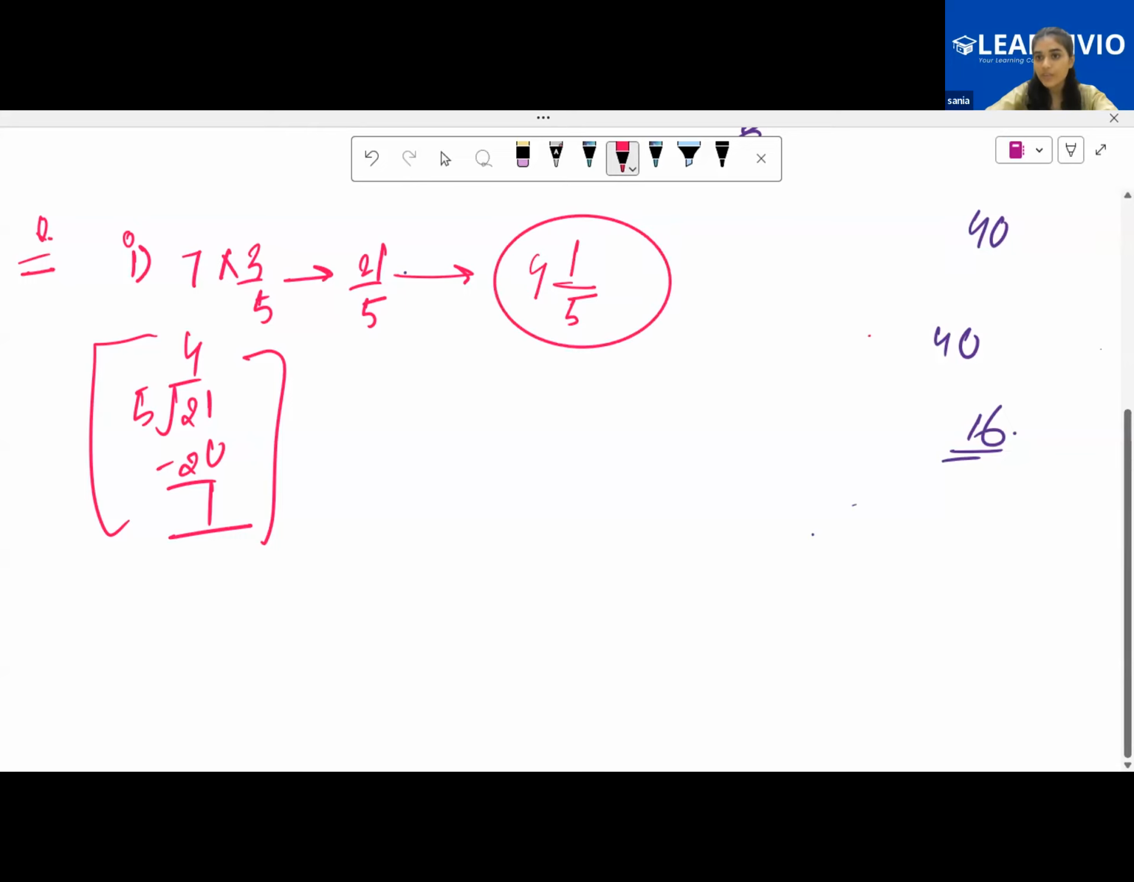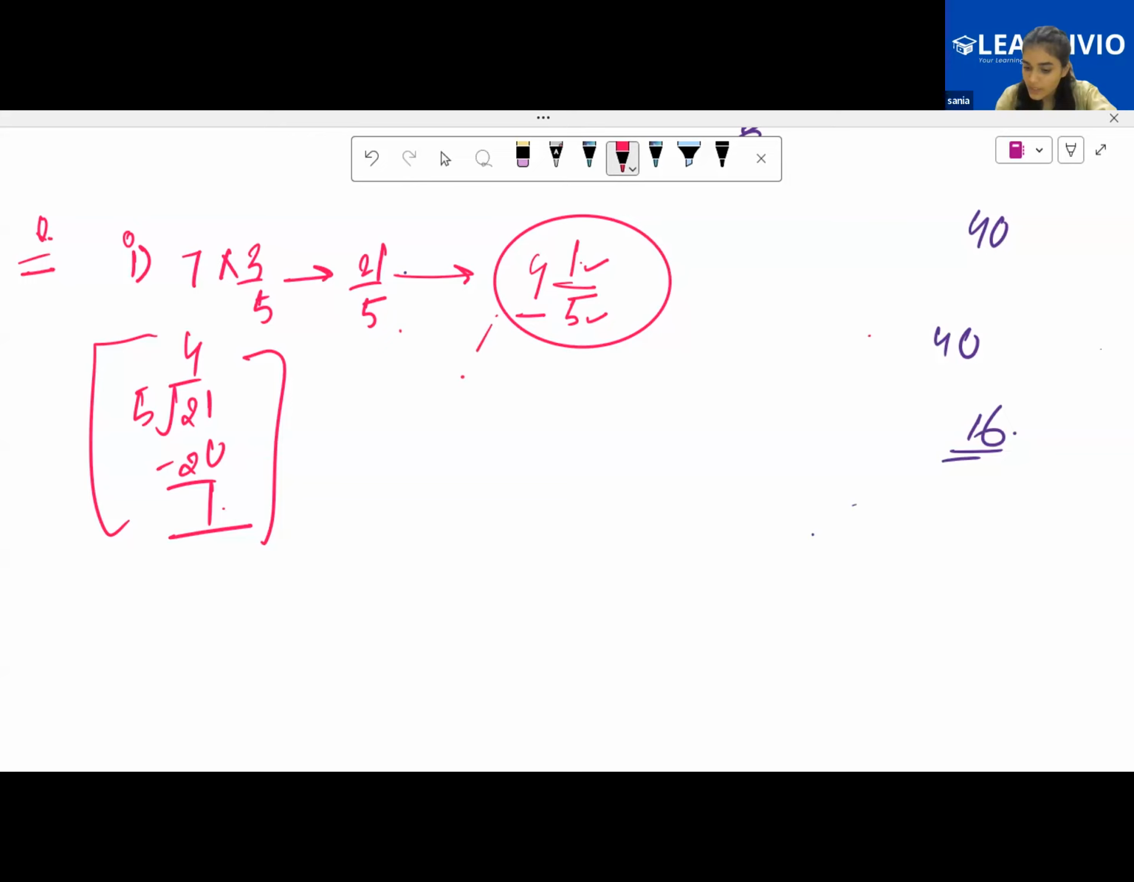In a mixed fraction, we have three parts. We have a whole number, we have a numerator, and we have a denominator. So the denominator shall remain the same. The remainder acts as the numerator, and the quotient acts as the whole number. Okay. So I guess you can do such questions. These are pretty simple questions.